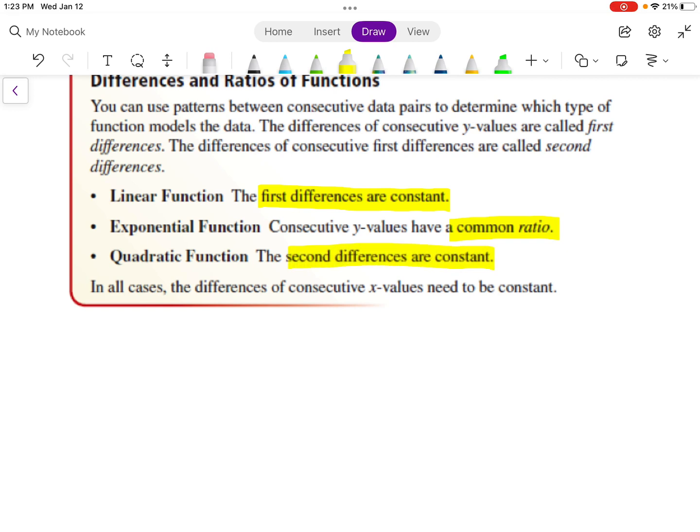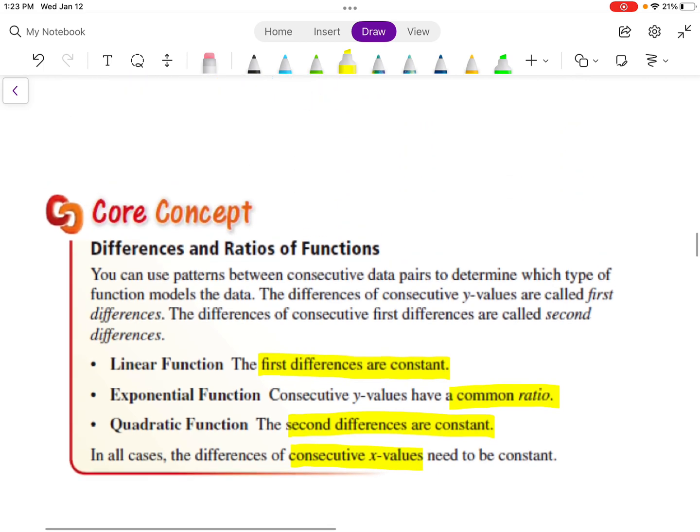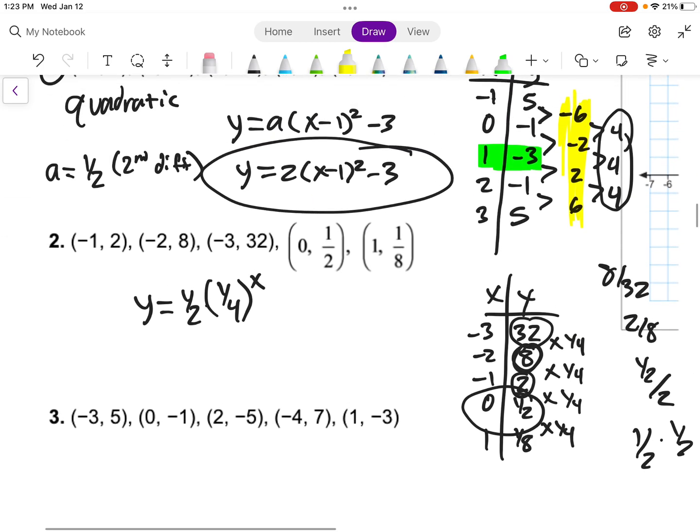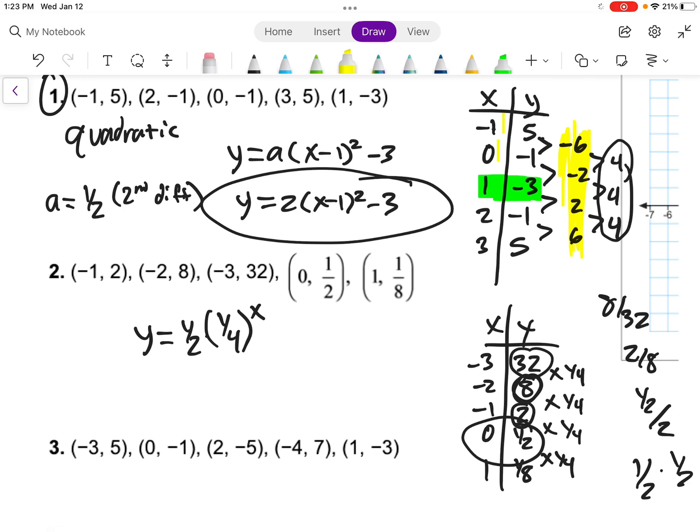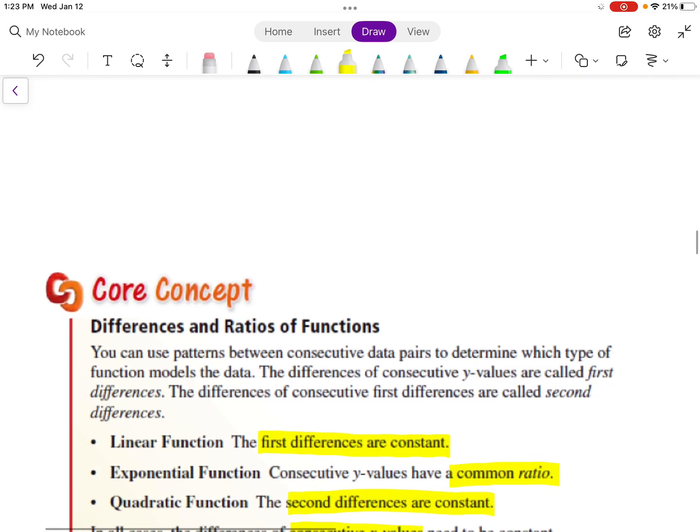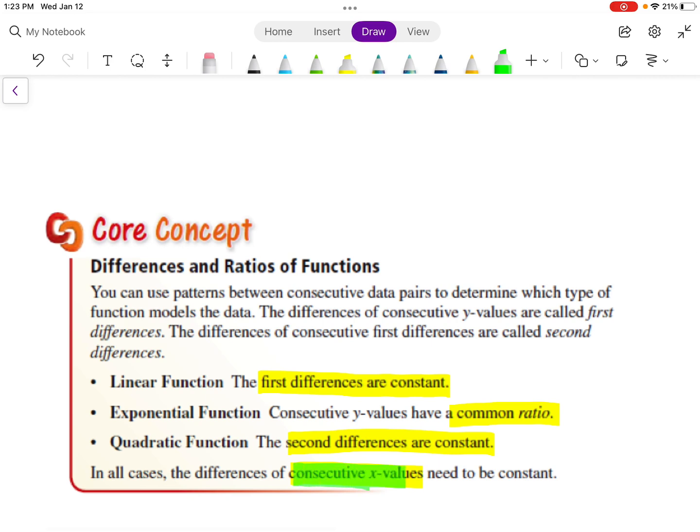Now, this is really important. For this to work, the x values have to be consecutive x values. What I mean by that, if you go back up here, when I lined it up, it went -1, 0, 1, 2, 3. I didn't skip any numbers. They were consecutive x values. This one went -3, -2, -1, 0, 1. They were consecutive x values. So if you're checking for the first or second difference or the common ratios, you have to make sure that the x values are consecutive right there. So if you need to pause it, write down those. Those will be important things to know for linear, exponential, or quadratic. It's the part that I have highlighted there.